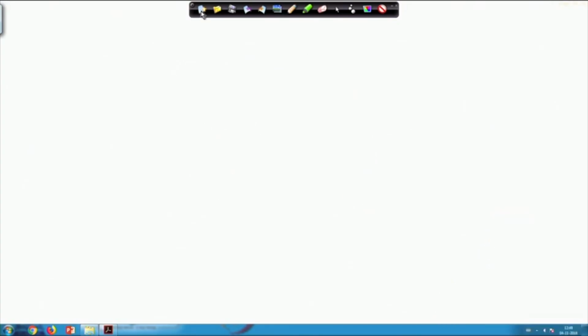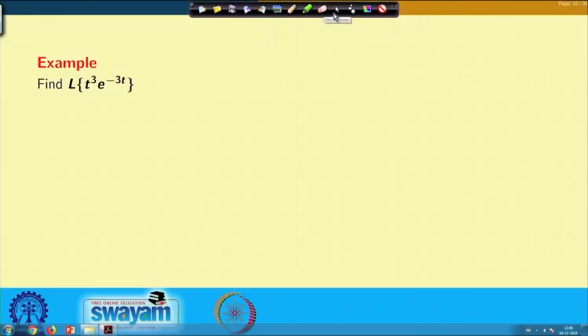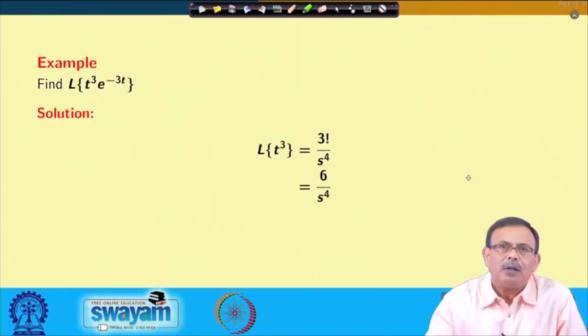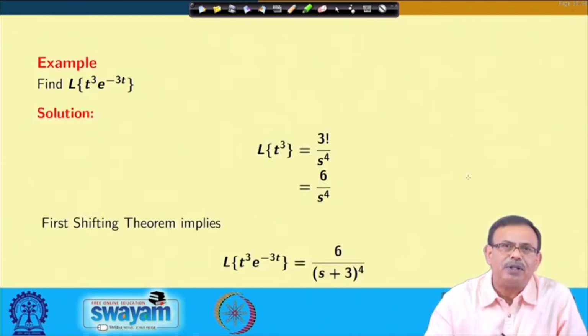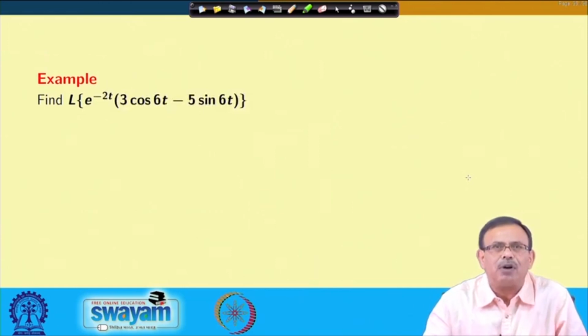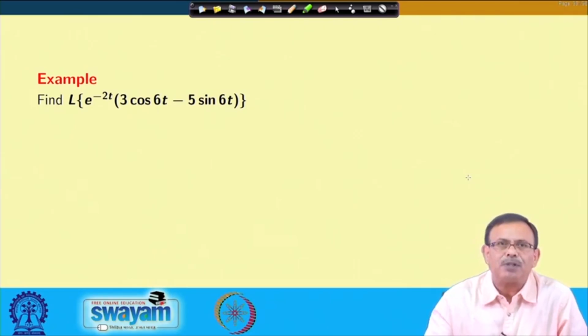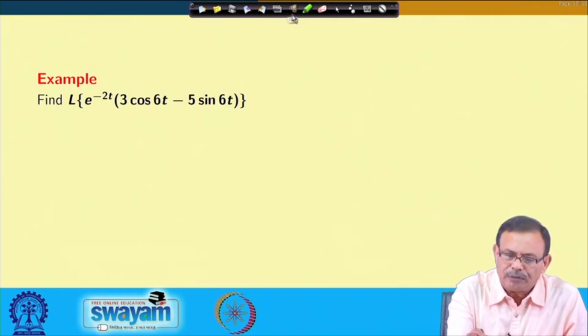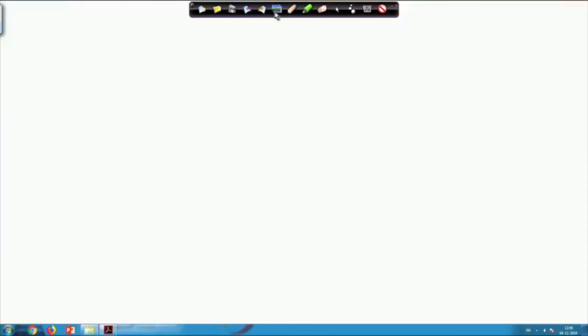Let us see some more examples. So, just from the first shifting theorem directly you are writing this one. Let us see another complex problem. Laplace transform of e power minus 2 t into (3 cos 6t minus 5 sin 6t). So, we will start from here.